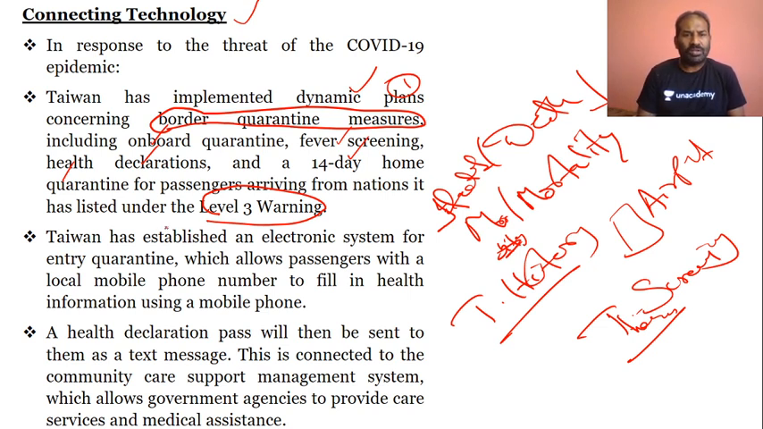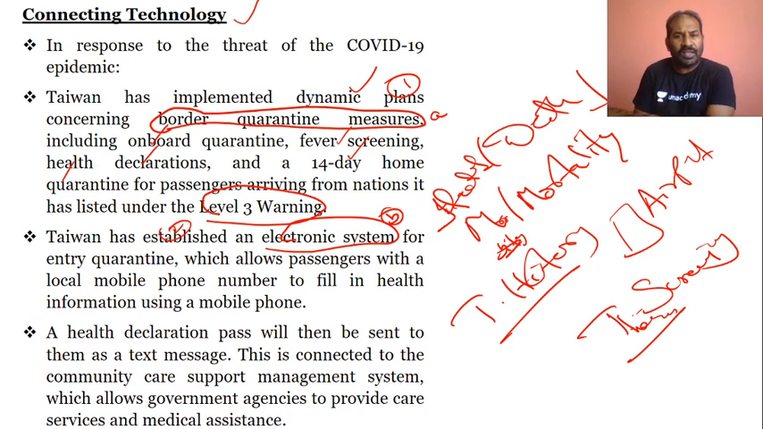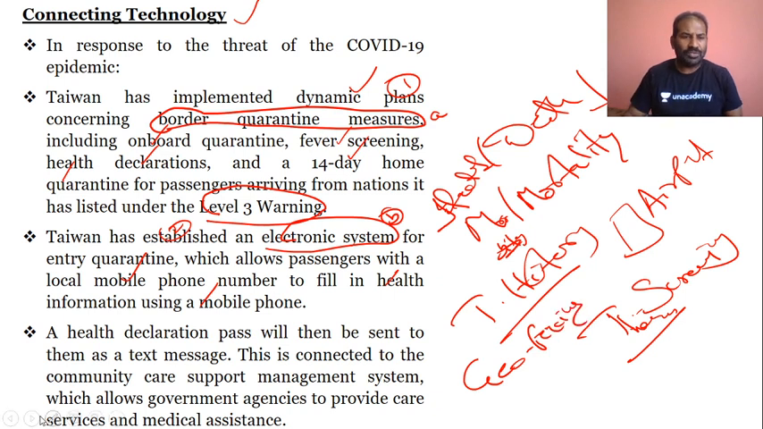And then Taiwan has also established an electronic system. So I can take this as A under 1 and then this as B. So it has established an electronic system for what? Entry quarantine, which allows passengers with a local mobile phone number to fill in health information using a mobile phone. So can you connect this to something in India? Geofencing. This is an app.